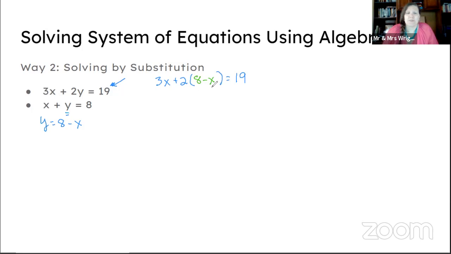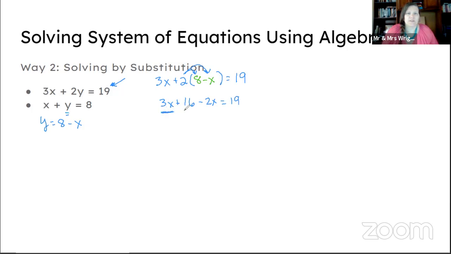Since there's an X in our parentheses, we're going to have to start by distributing this 2 here. Okay, so 3X plus 2 times 8, use your calculator, is 16. 2 times negative X is negative 2X equals 19. All right, I've used my distribution. Now I want to simplify by combining like terms.